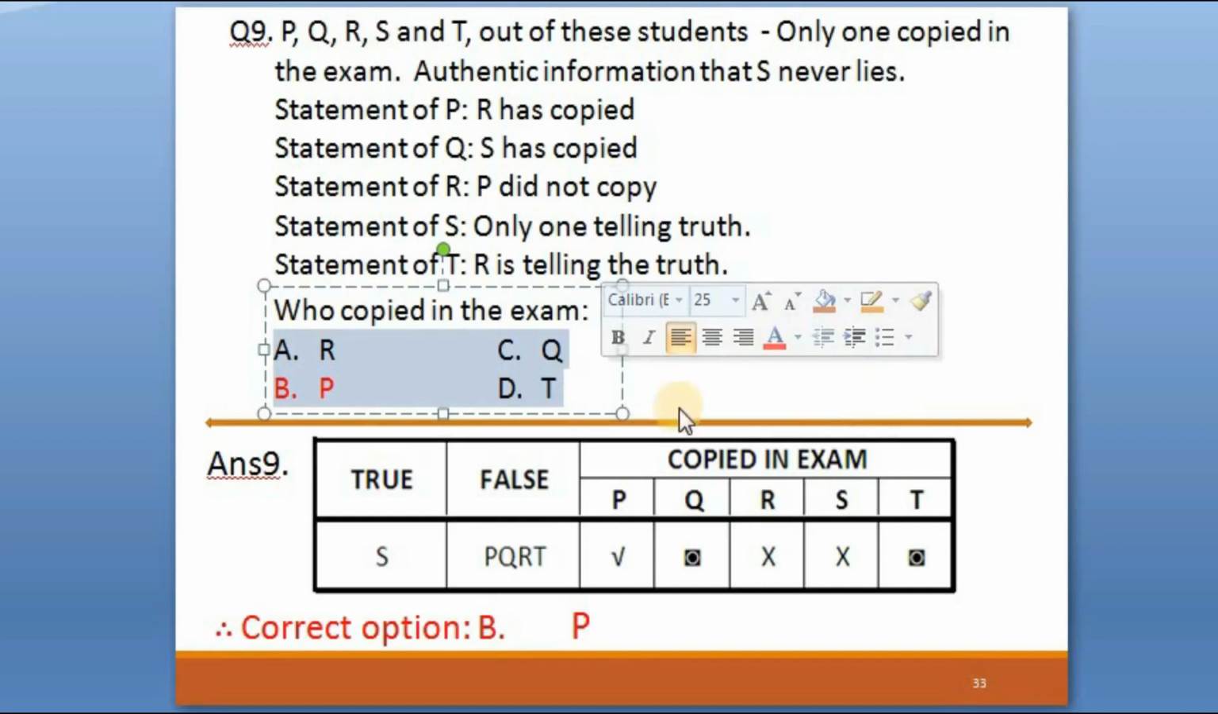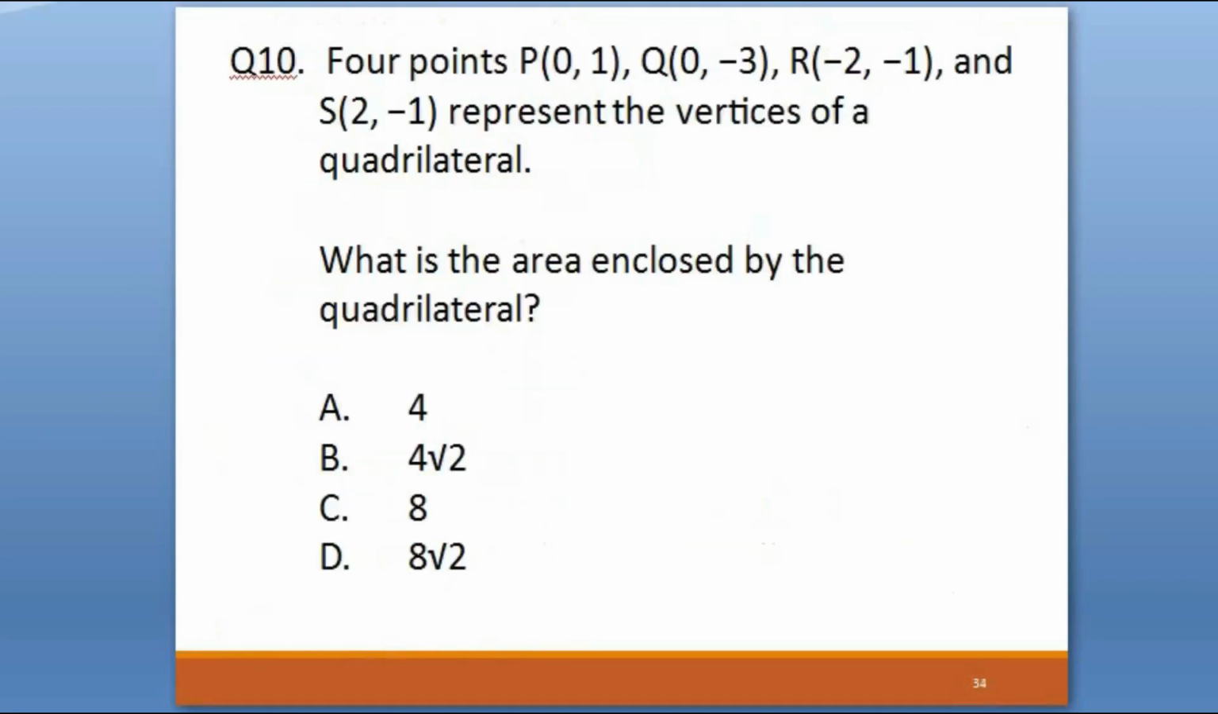Now let's move to the next question. 4 points P with the vertices 0, 1, Q vertices 0, -3, R with vertices -2, -1, and S with vertices 2, -1 represent the vertices of a quadrilateral. What is the area enclosed by the quadrilateral?